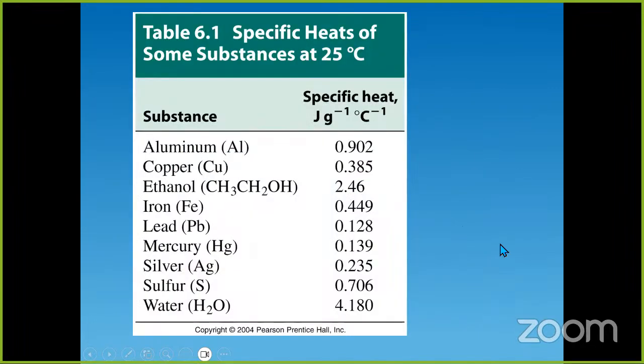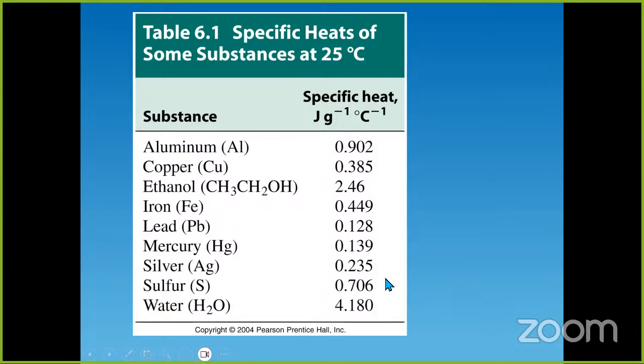Okay, so this is just a list of different substances. And as you can see, they have different values of their specific heats. And one thing that will jump out at you when you look at these numbers is that water has a very high specific heat compared to the others, all right? And the main reason for that is because of a phenomenon known as hydrogen bonding, which we're going to meet later on in this course.